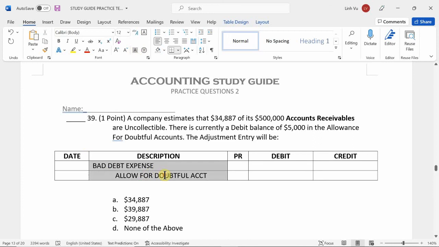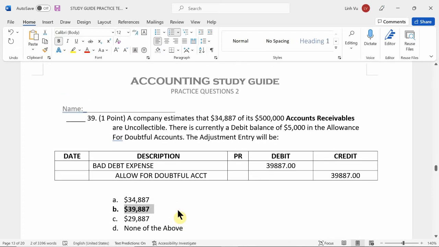In this case, we're looking at the estimated amount of the 34,887 of accounts receivable. That tells me I care about what the value is in my allowance for doubtful accounts. I have a debit balance, so to make it a credit balance of 34,887, I need to add this amount, because I'm already on the left side and I need to be on the right side. So I'm going to add 5,000 to the 34,887 to give me 39,887, and B is correct.